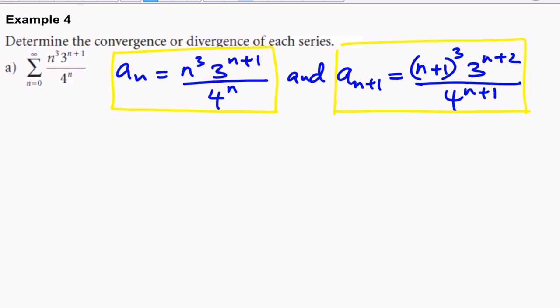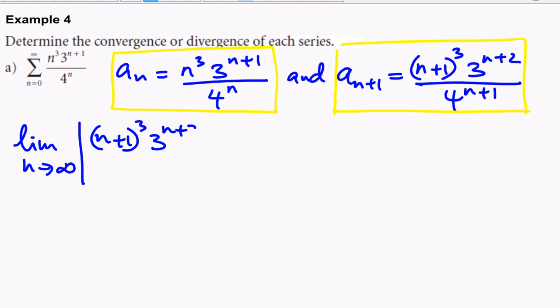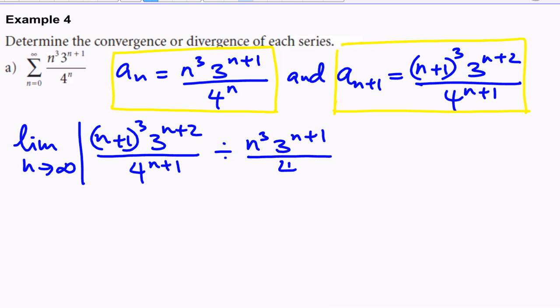All right, so the limit as n approaches infinity of, what you're going to do here, that will be the absolute value of n plus 1 cubed 3 to the power n plus 2 over 4 to the power n plus 1 divided by n cubed 3 to the power n plus 1 over 4 to the power n.